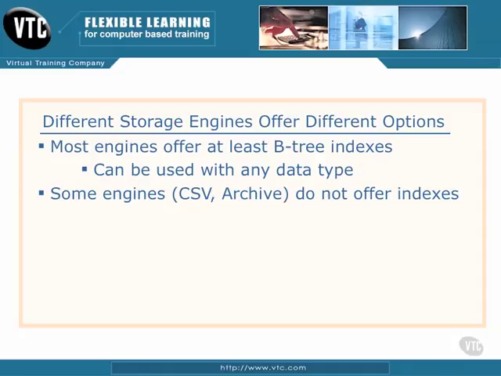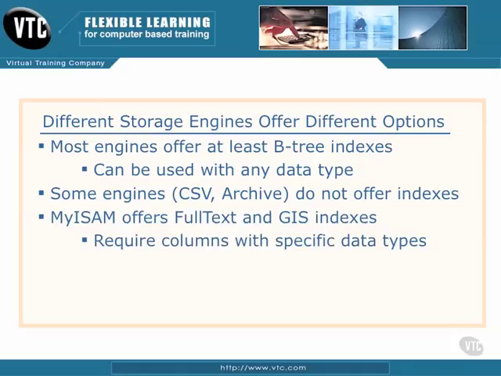Here is a quick breakdown of some of the special indexing capabilities offered by certain commonly used storage engines. The MyISAM engine offers full-text and GIS or geospatial indexes. Full-text indexes are used for performing word searches, while GIS indexes are used with a special type of data for finding locations on maps. Each of these requires columns with a specific data type. We can only have full-text indexes on character string columns and GIS indexes on spatial columns. We won't be dealing with spatial data in this course, but I thought you might want to know that it exists.